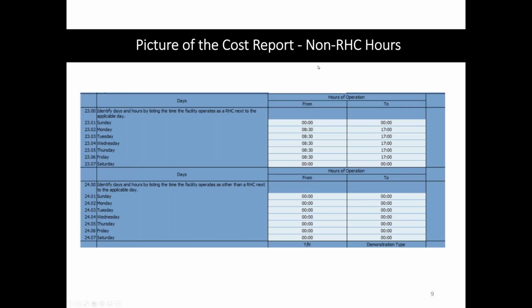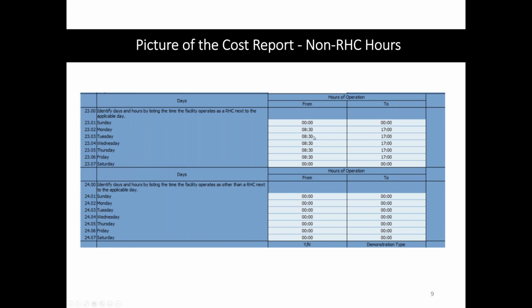And here's the cost report. Like I said, it's set up to handle non-RHC hours. The Medicare cost report is set up to where these are your RHC hours to and from, and here's your non-RHC. The days you operate as a non-RHC are located right here. This particular clinic didn't have any non-RHC hours, but if you did, you would put this time here.